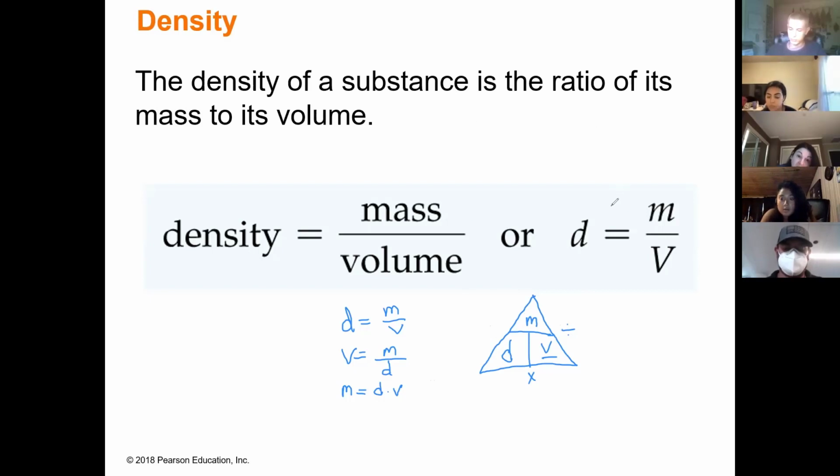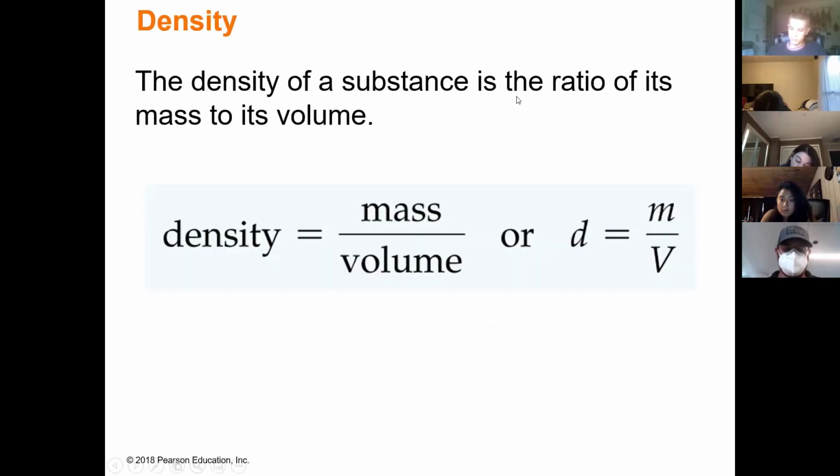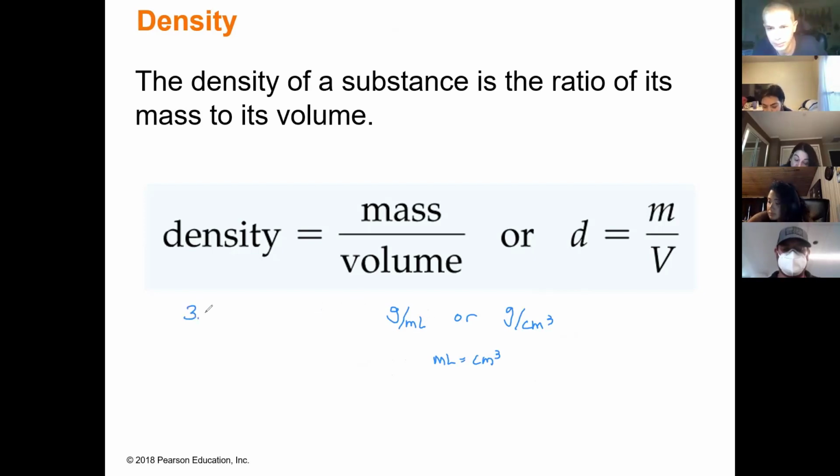Now, because density is a derived unit, made up of two other measurements, it is going to have a double unit. Some things you'll see for density unit-wise will be gram per milliliter or gram per centimeter cubed. Remember that a milliliter is equal to a centimeter cubed, so those are interchangeable. If I tell you it has a density of 3.6 grams per milliliter, and I wanted to know what it is in centimeters cubed, it would be 3.6 grams per centimeter cubed. These two are equivalent.